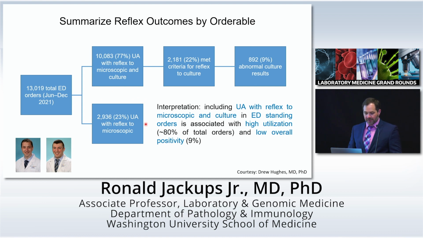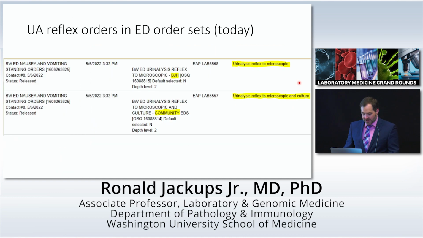Of those, about a quarter were the reflex to microscopic and three-quarters were the reflex to microscopic and culture. And then of those, about 22% went on to trigger the rules for culture, and of those, less than half, or a total of 9% of the total, actually had abnormal culture. So it's pretty clear that they were over-ordering and they were not getting a lot of good, useful, positive results. And we found out why.